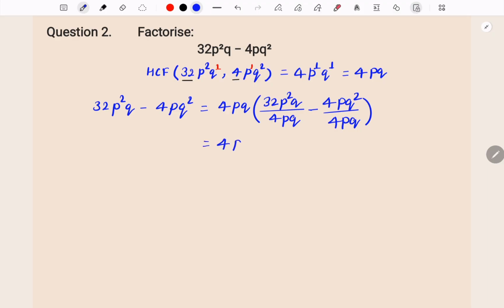Here we have 4pq. Okay, so now if you solve this, 32 over 4 is 8. p squared over p is p and q over q is 1. Here we will put the negative sign. 4 over 4 is 1. p over p is also 1. And q squared over q is q. Right? So this would be the final answer.